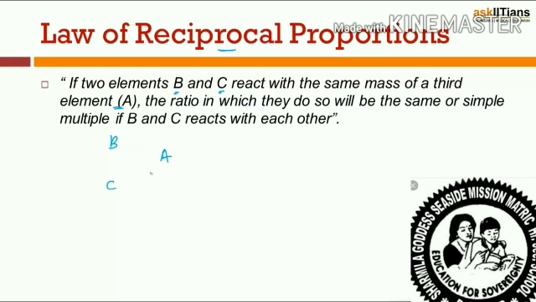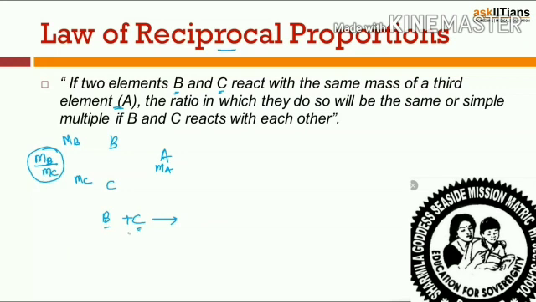It can be better understood by taking an example. Here we are taking two elements, B and C. These two elements are reacting with the same mass of the third element. So A is the third element, B is reacting with A and C is reacting with A, and the mass of A that is reacting with both B and C is the same. The ratio in which they combine with the fixed mass of the other element will be the same or a simple multiple if B and C react with each other.